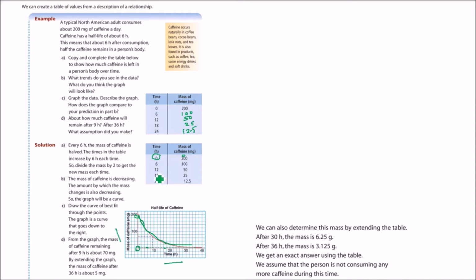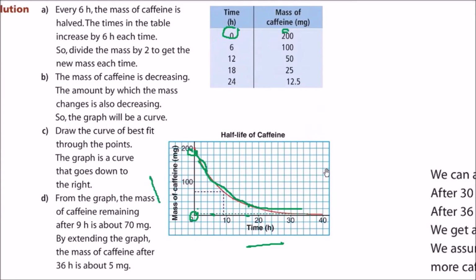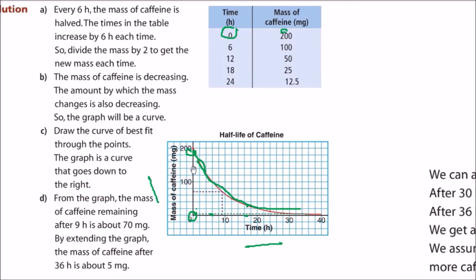The trend, as you see here, is a curve which we draw as a best fit curve, and the trend is that the mass of caffeine is decreasing as the time is increasing. The graph is a curve that goes down to the right. From the graph, the mass of caffeine remaining after 9 hours is between these values, so it is around 70 mg. If you extend the graph, the mass of caffeine after 36 hours will be around 5 mg.